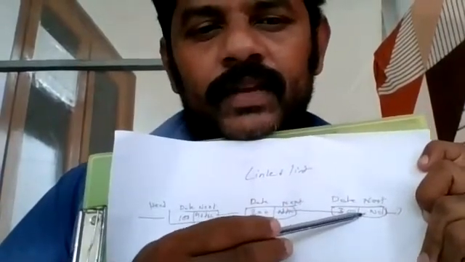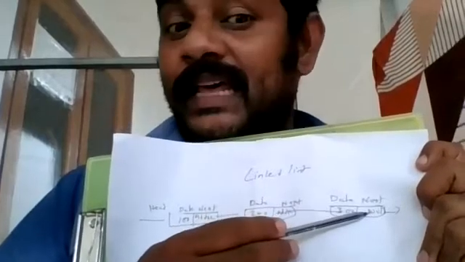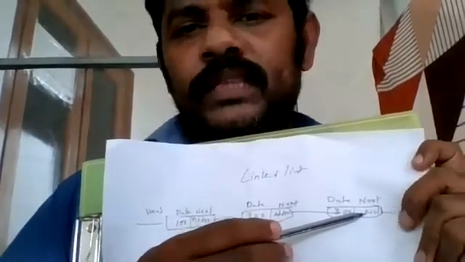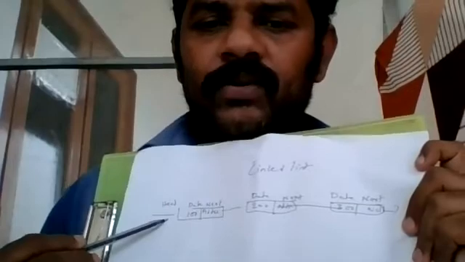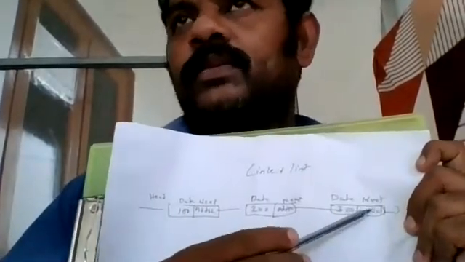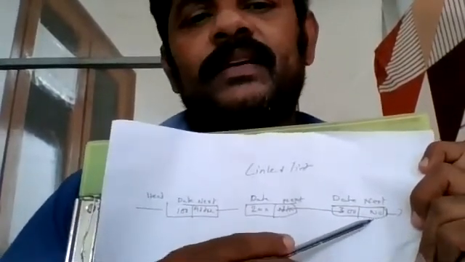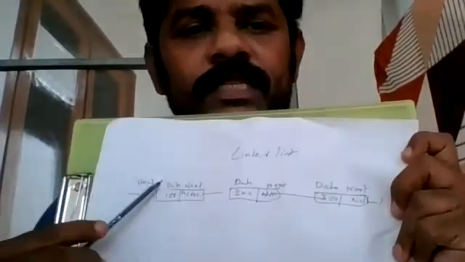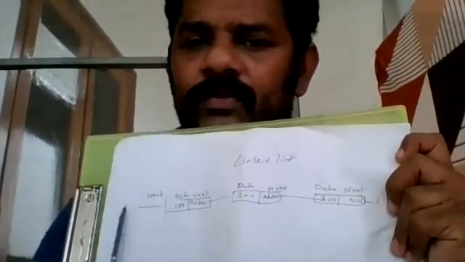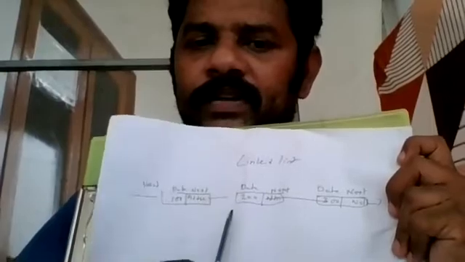Here the last element is null. Null means nothing. Here only three elements are there. This is called the head node. This is called the tail node. Tail node means null, the end of the list. Address is identified for another.